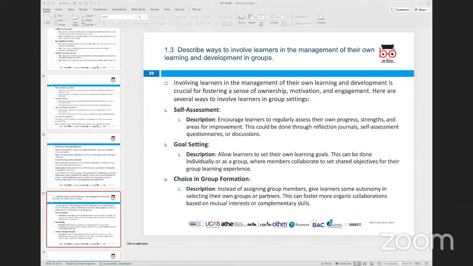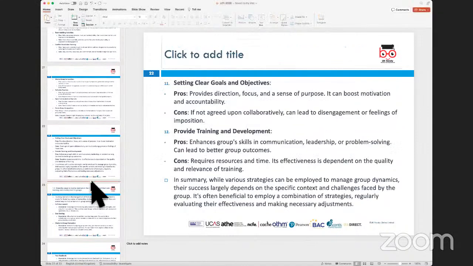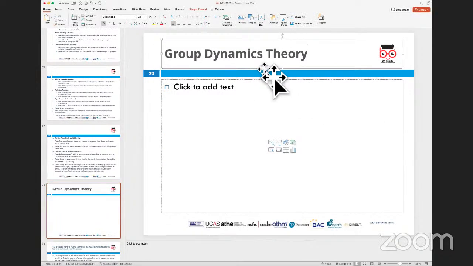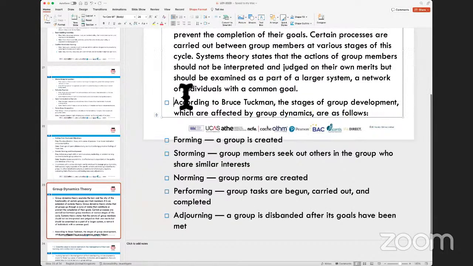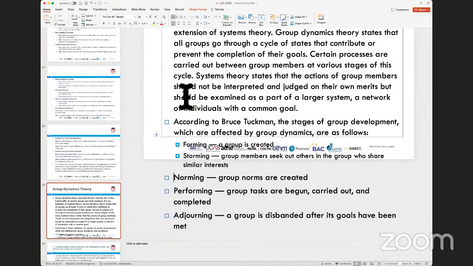Now, group dynamics can also be understood by this particular model, which is the group dynamics theory proposed by Dr. Bruce Tuckman. That is the theoretical model you could look at, covering the way in which the dynamics could be understood by you as a teacher when you are trying to put students into groups for the purposes of carrying out activities.